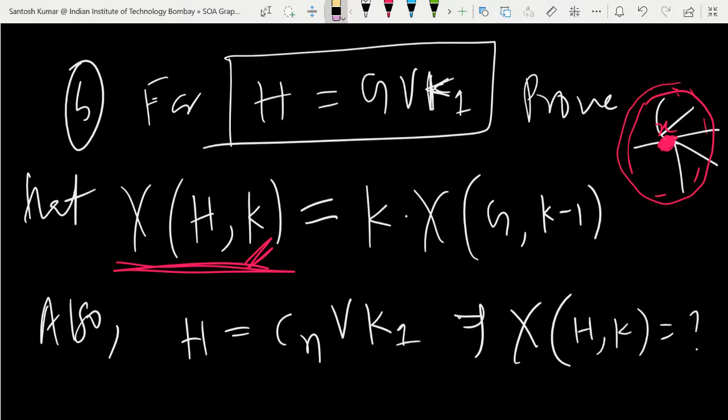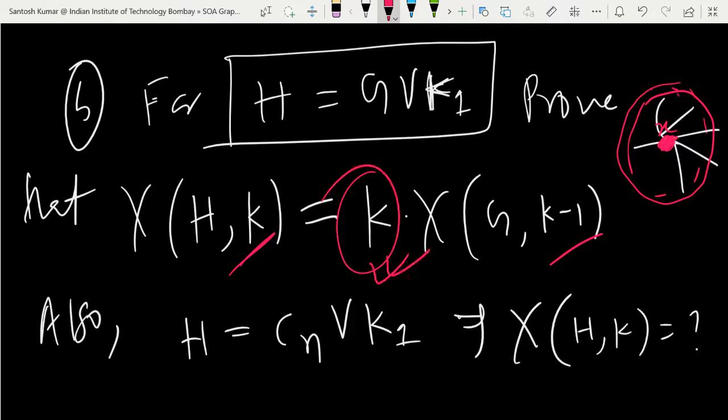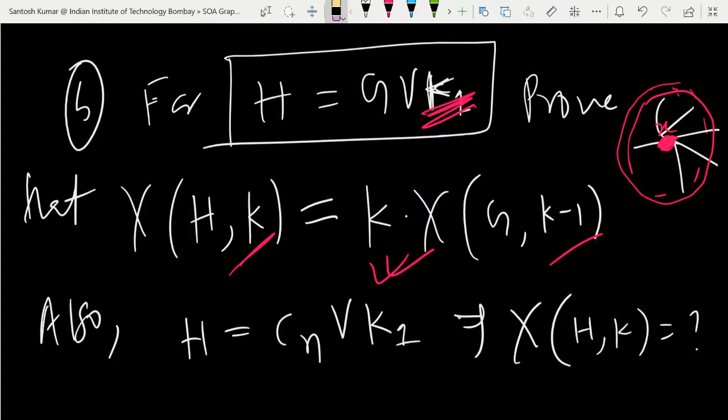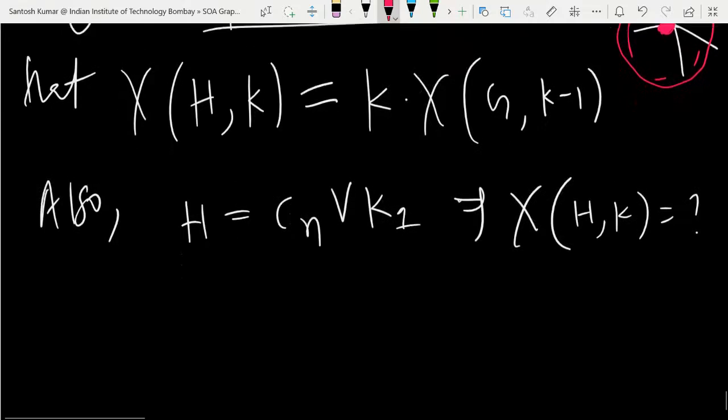What I tried to convince you of: look at the formula, then you can see the intuition. Why this K and why this K minus 1? This K is the number of choices for the vertex of K1, and this is the number of ways of coloring G using K minus 1 colors. This is what I will write in the proof; we have to write these arguments. Using the multiplication rule, we multiply because we have to color all the vertices of H. So let me write the proof.